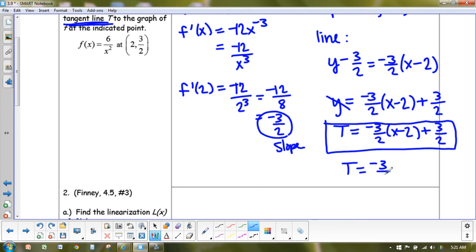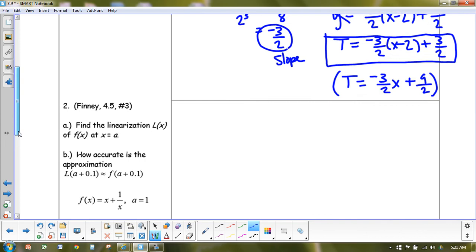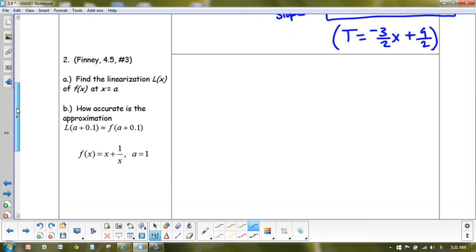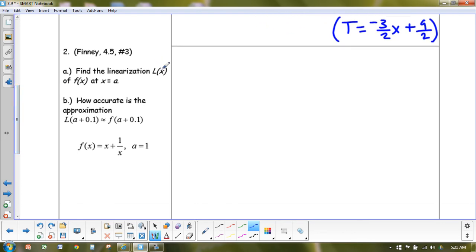This next one, they kind of change the directions on you a little bit. So they say that you need to find the linearization L of x. So you're going to rename it, instead of t, you're going to rename it L of x. And then they're telling you at x equals a. So if I go read the question, a is 1. So to answer part A of this question, I need the function f of x that they give me. I need the point a equals 1 that they're giving me.